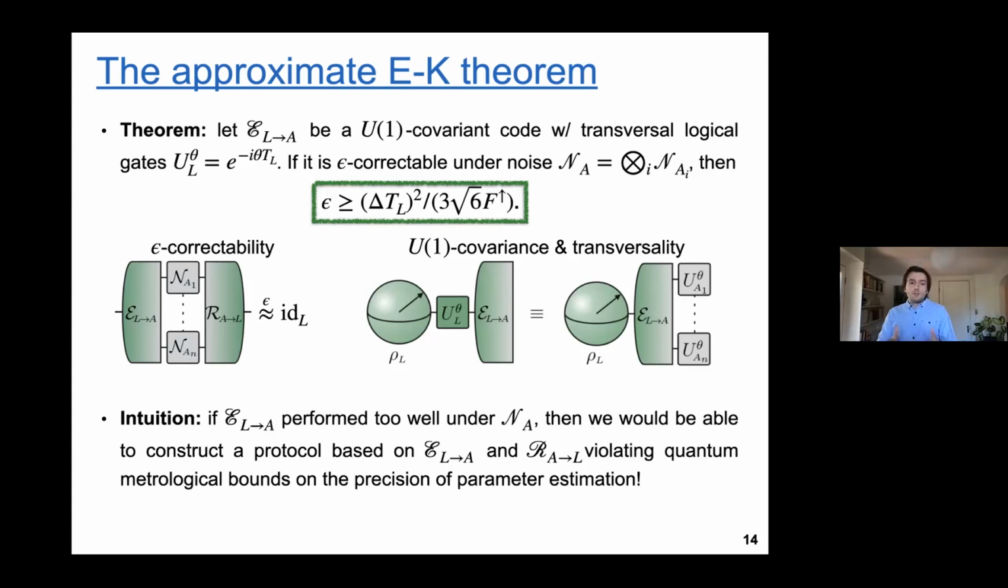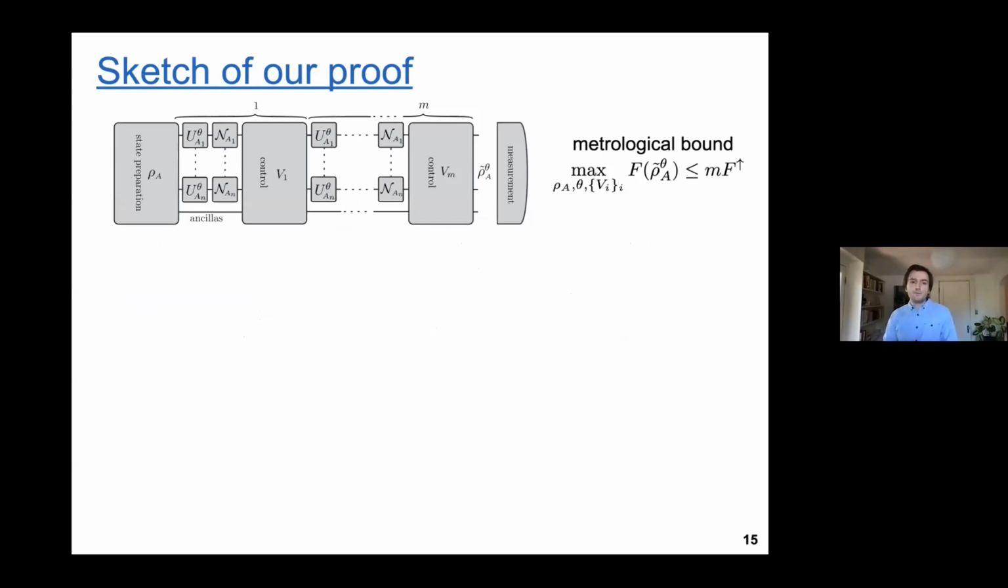Okay, so what's the intuition behind our theorem? The intuition is that if our code performed too well under noise n, then we would be able to construct some metrological protocol, which would be based on the encoding channel and the recovery operator. And this metrological protocol would violate quantum metrological bounds on the precision of parameter estimation. So that's the idea behind our theorem.